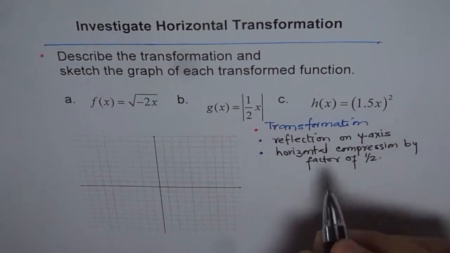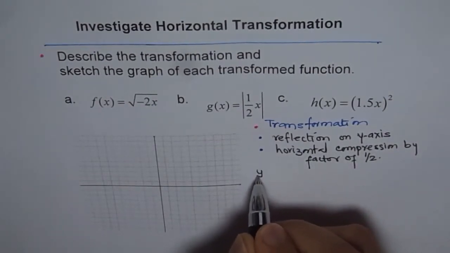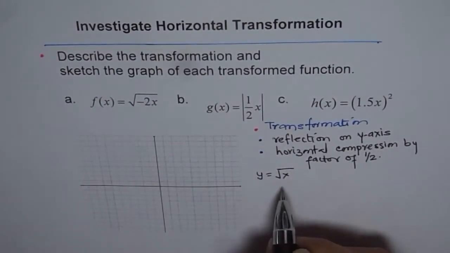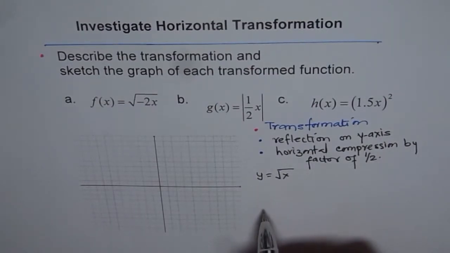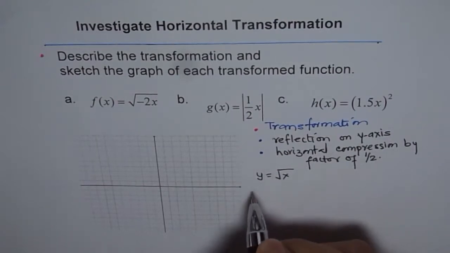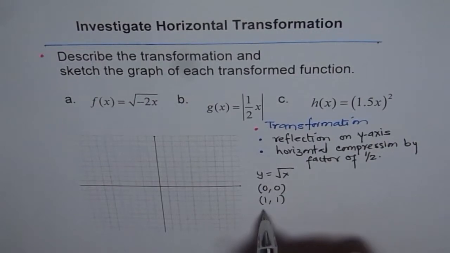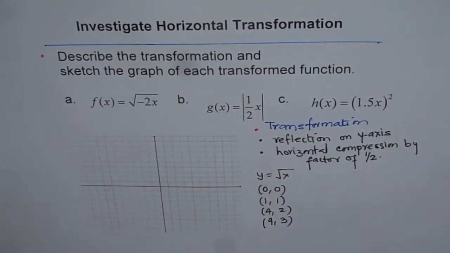Our original graph here is square root x. So we will start with y equals square root x as our original graph. The critical points we need to consider in this graph are, you should always take some critical points which really define your graph. So this is 0, 0. The square root of 0 is 0, the square root of 1 is 1, the square root of 4 is 2, and the square root of 9 is 3. These are good points to take.